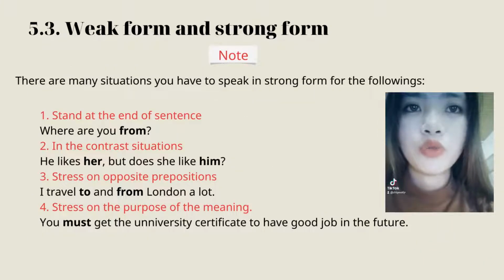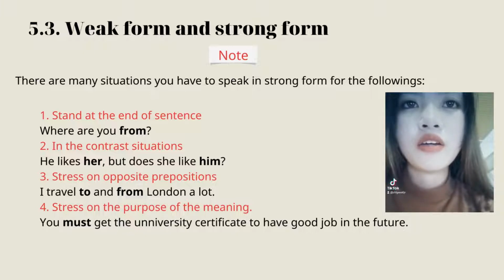Weak form is usually used in everyday English conversation, especially when speaking fast. But there are many situations where you have to speak in strong form, as follows. The first is at the end of a sentence. Example, where are you from? The second is in a contrast situation. Example, he likes her but doesn't like him.